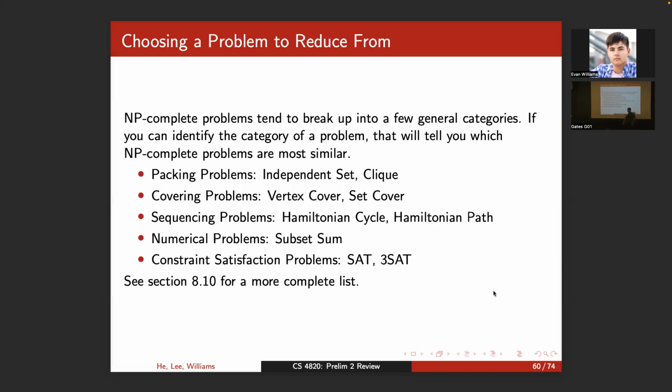Packing problems are of the form where you have an "at least" in there. Independent set tends to be a good option. Covering problems, where you have an "at most" and you want to cover a set: set cover, vertex cover. Sequencing problems, where we have to take a sequence of decisions: Hamiltonian path or Hamiltonian cycle, et cetera. And if all else fails, 3-SAT is a good starting point.